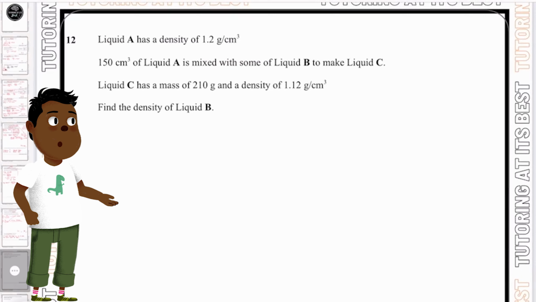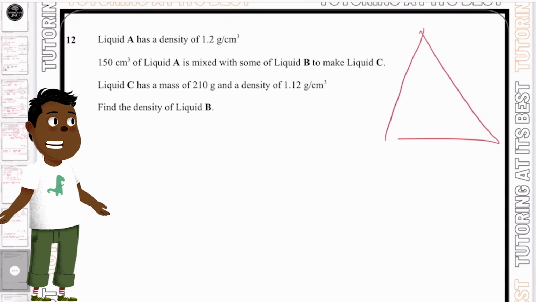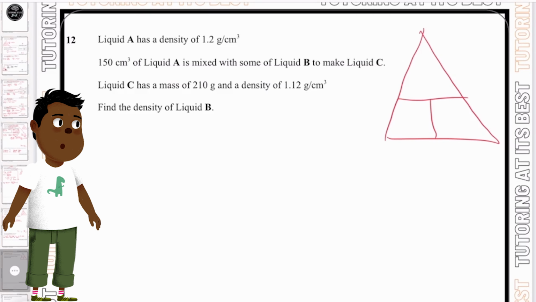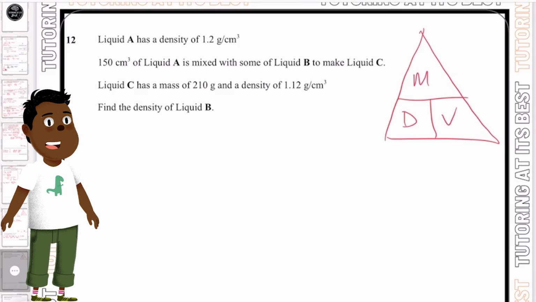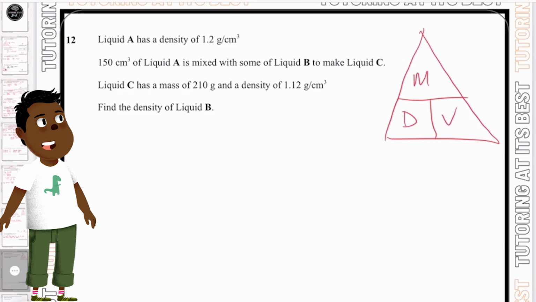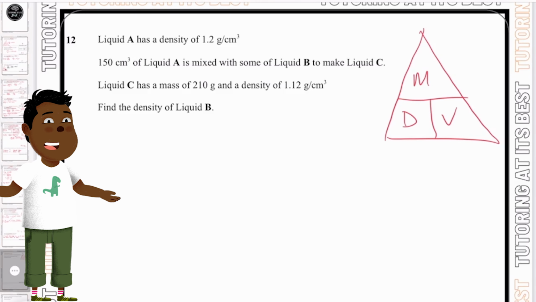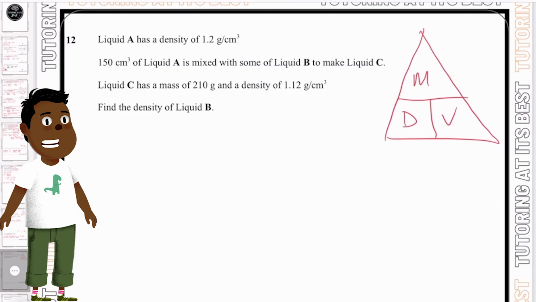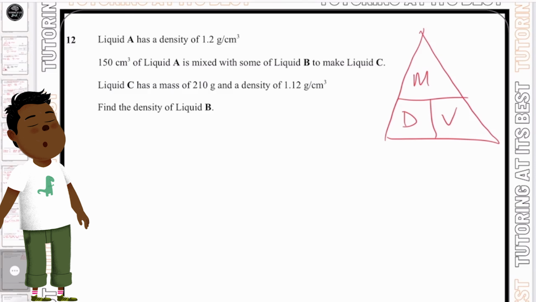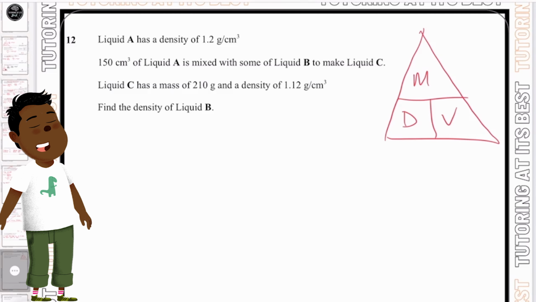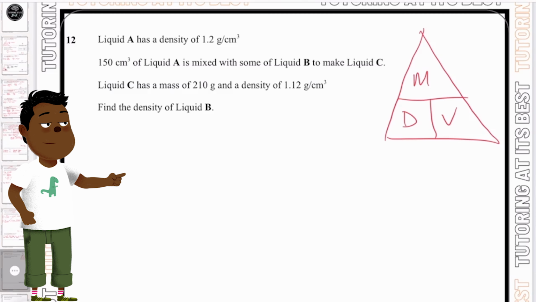So this is a question around density, mass, and volume. So again, we'll write out our mass, our density, and our volume. Now they've given us the density of liquid A, and they've told us that liquid A and B is mixed to make liquid C. And liquid C has a mass of 210 grams and a density of 1.12. So find the density of liquid B.